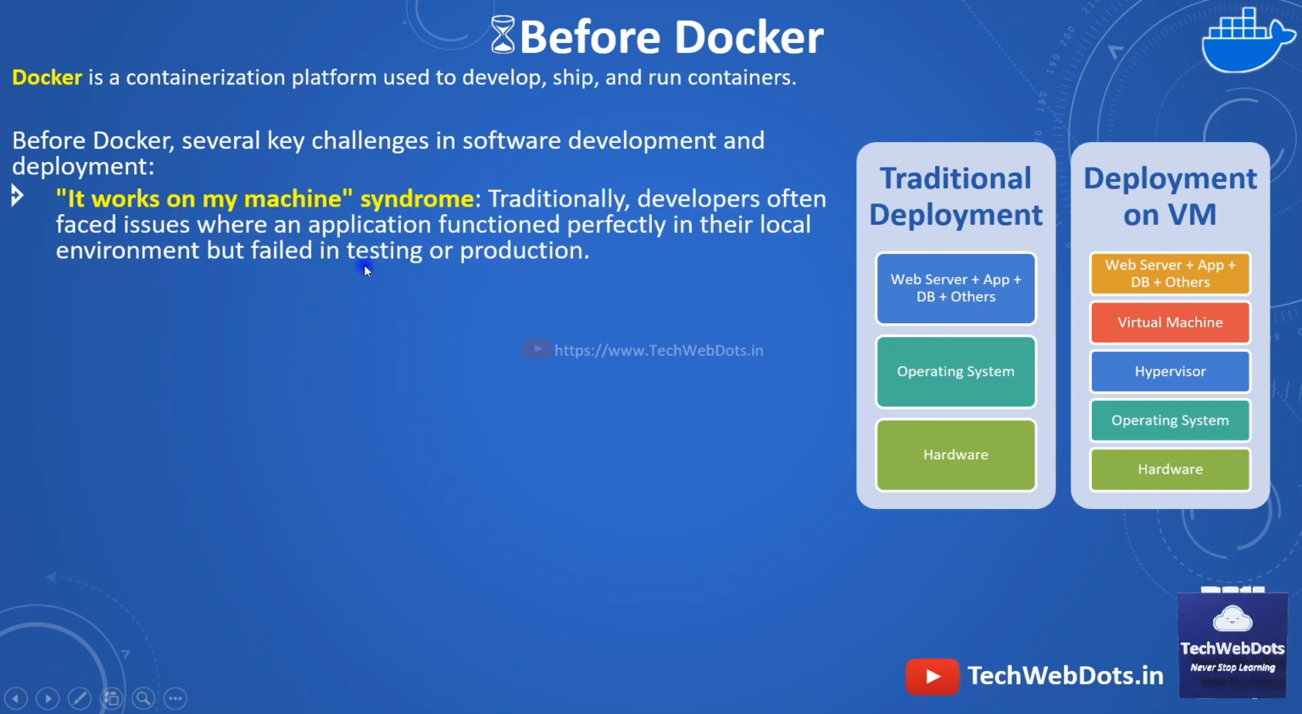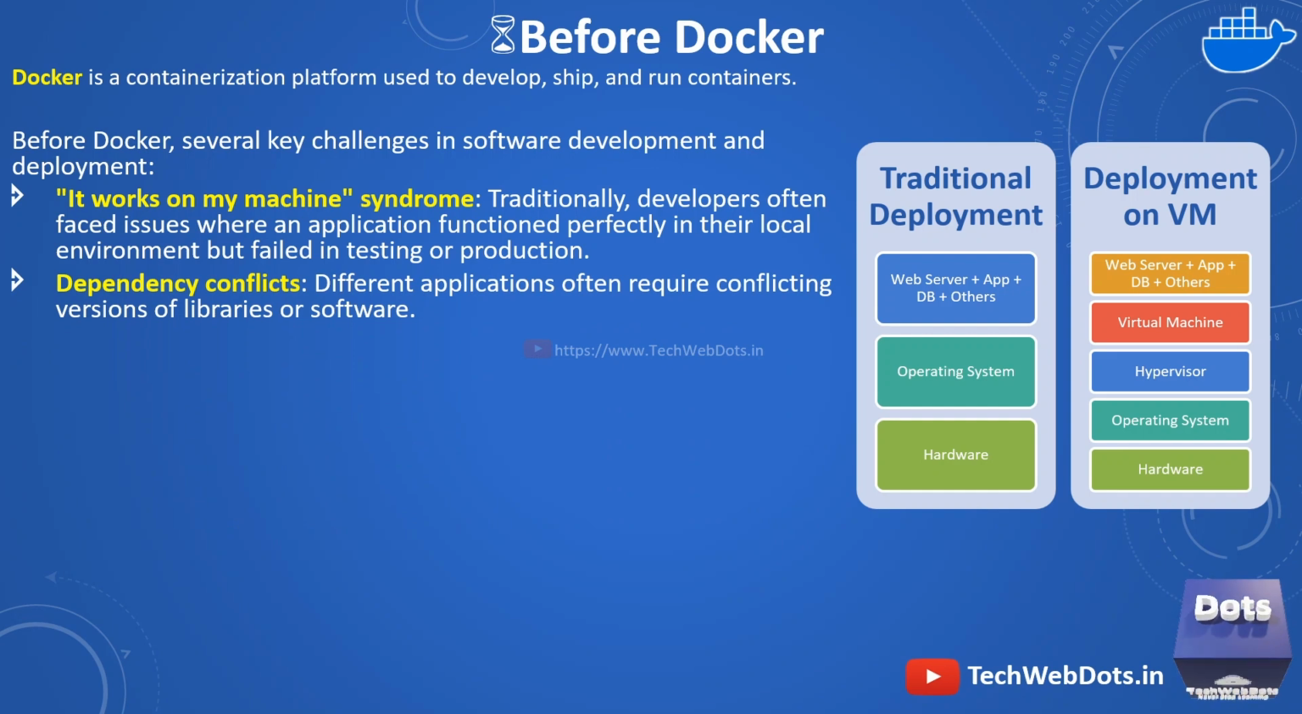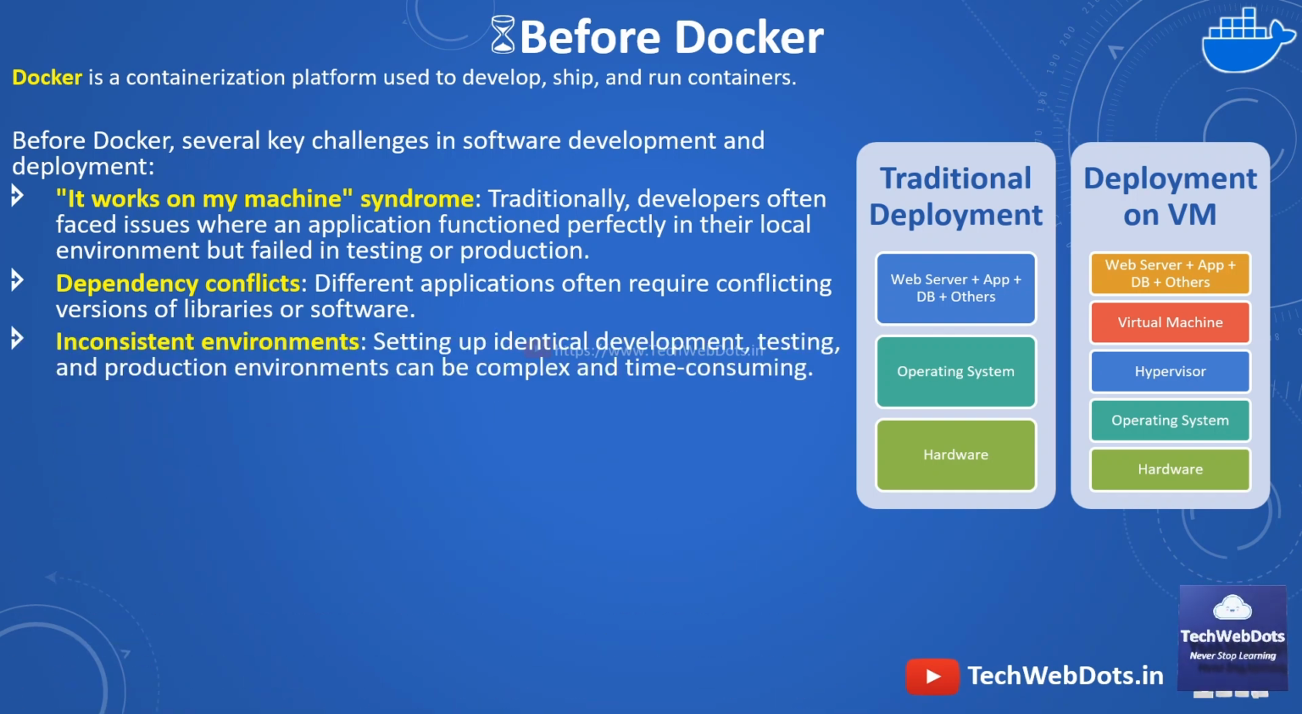But what were the challenges? First, the "it works on my machine" syndrome. Traditionally, developers often faced issues where an application functioned perfectly in their local environment but failed in testing or production. So there was always conflict between the testing team and the developer team. Second challenge, dependency conflict. Different applications often require conflicting versions of libraries or software. When you run things locally, the versions are different, and when you deploy to the server, because of the version conflict, issues arise very frequently.